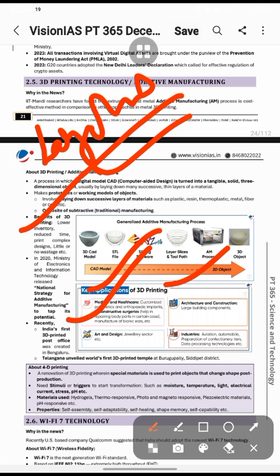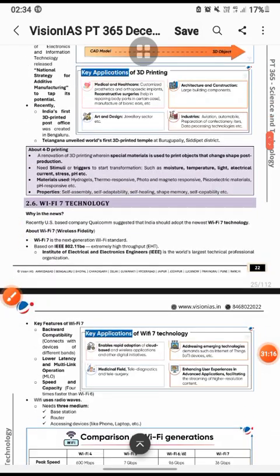So the innovation in 3D printing is a special material used to print that changes shape, with a stimulus as the trigger to start the transformation, such as moisture. The materials used are hydrogel, thermoresponsive and photo-responsive, and they give self-assembly, self-adaptive, self-healing and self-capability.